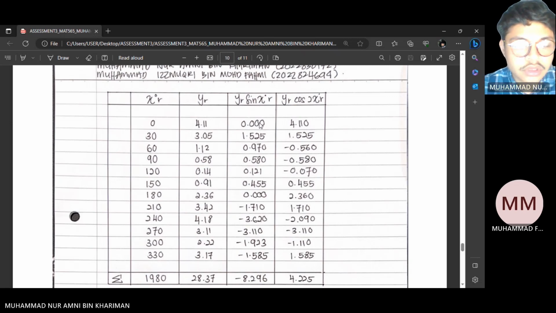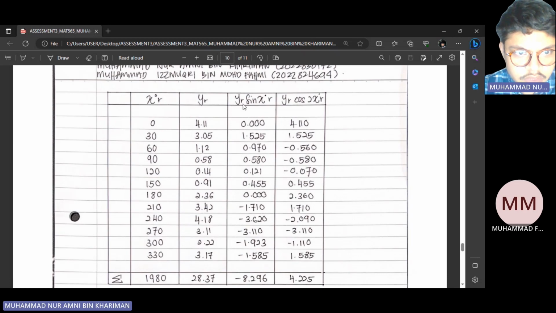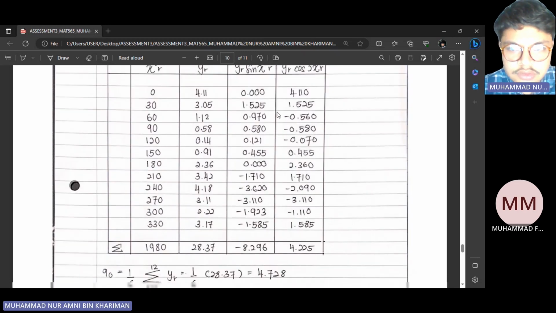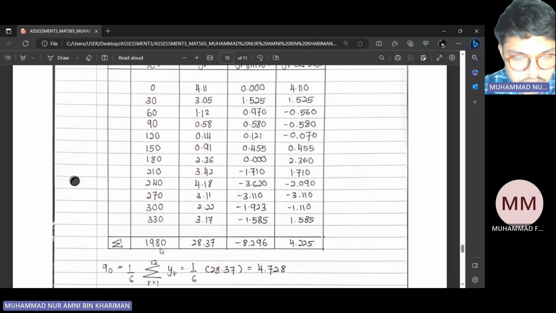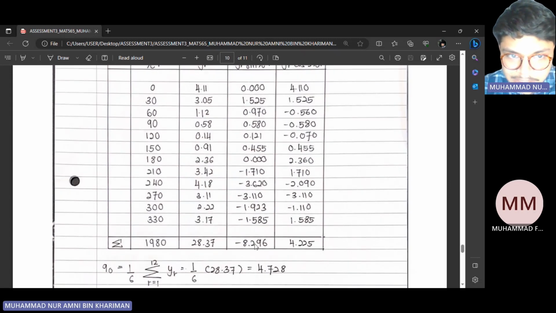these two. Okay, so yr is 4.11 times sin xr, which is 0. We get 0. Once you have completed the table, you have to do the summation for all the values of xr, yr, yr sin xr, and yr cos 2xr. And here's the summation for all the values. For xr it is 1980, for yr 28.37, for yr sin xr negative 8.269, for yr cos 2xr 4.225.